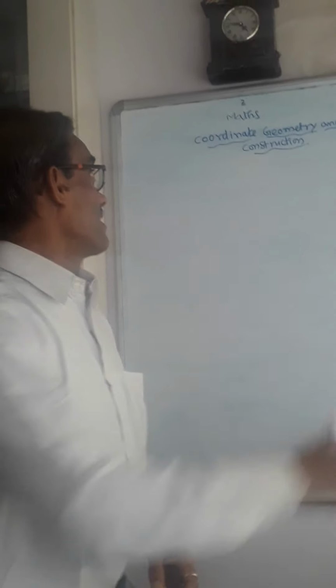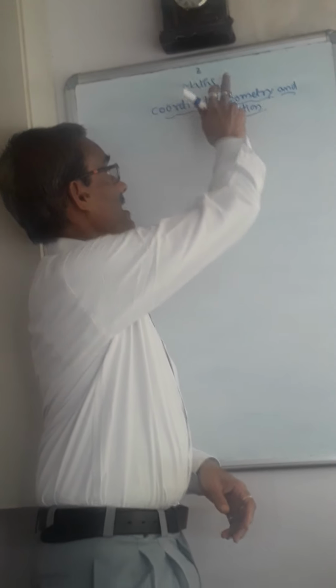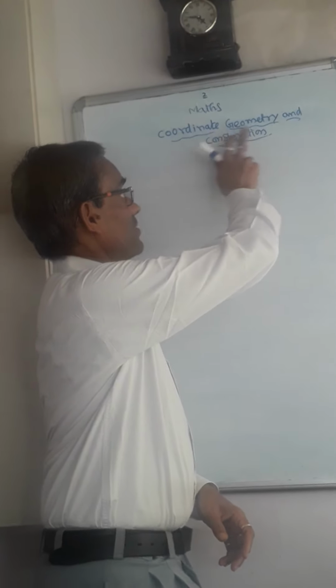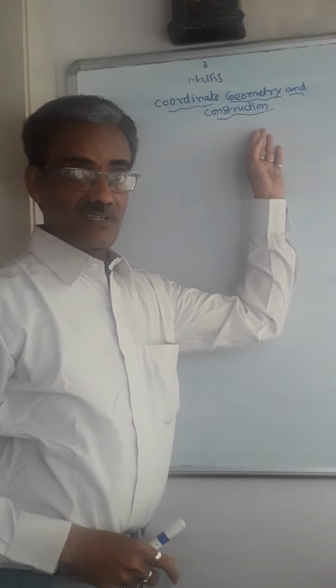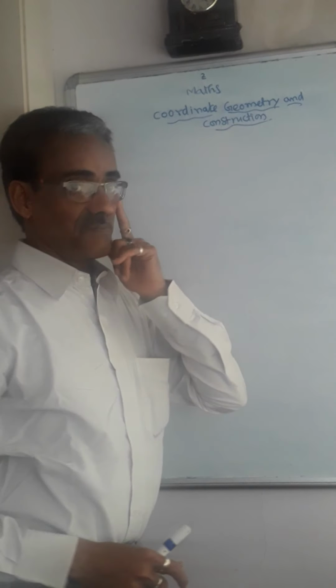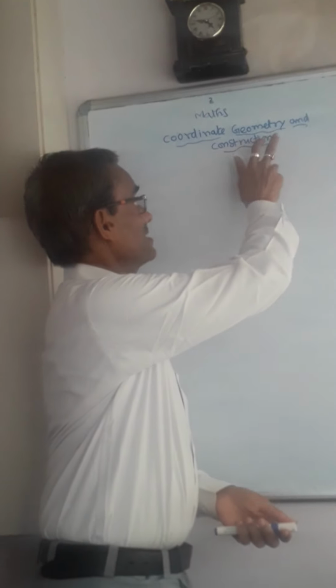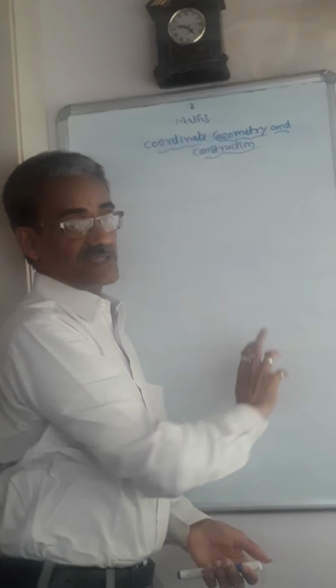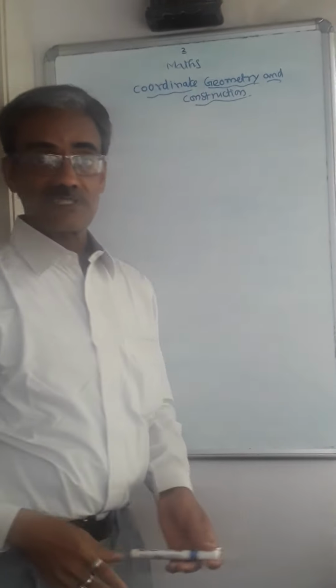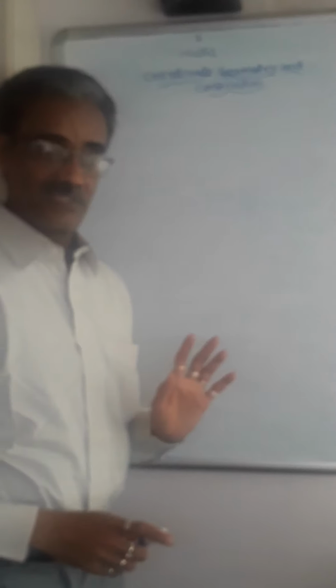Guys, now I am going to take subject maths for the topic coordinate geometry and construction. I want to release this video mainly for 10th standard. There are 10 marks coming out of these main questions. Coordinate geometry will carry 2 marks and 3 marks, and for construction also 2 marks and 3 marks. Totally, you can easily get 10 marks.